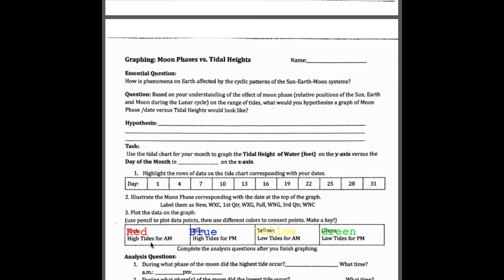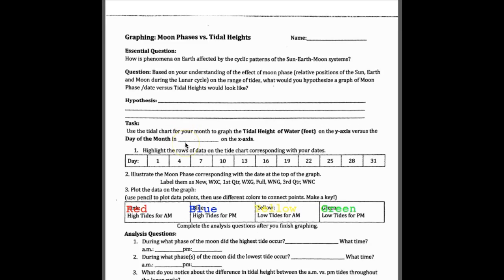Okay, good. The second activity that I was talking about that we'll do today is graphing moon phases versus tidal heights. This activity you'll do at the lab stations with one other partner. Please do it in groups of 2, not groups of 3. You'll have part of the class period to work on this. Whatever you don't finish will be homework.